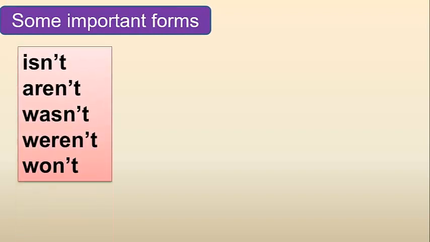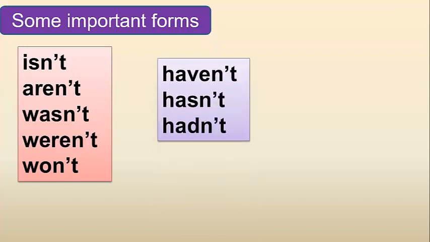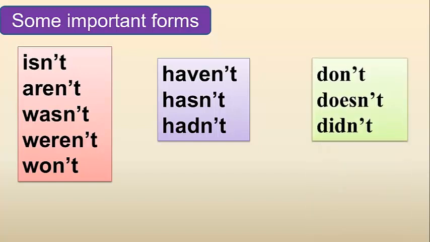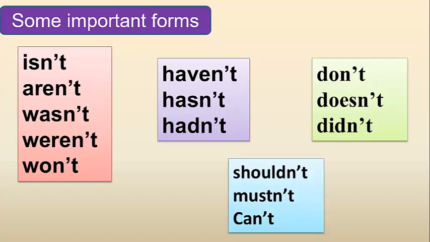Look at some important forms. The contracted form: is becomes isn't, are becomes aren't, was becomes wasn't, were becomes weren't, will not becomes won't, have turns to haven't, has to hasn't, had to hadn't. Similarly, do becomes don't, does becomes doesn't, did becomes didn't. Modal auxiliaries: should, shouldn't; must, mustn't; can, can't.